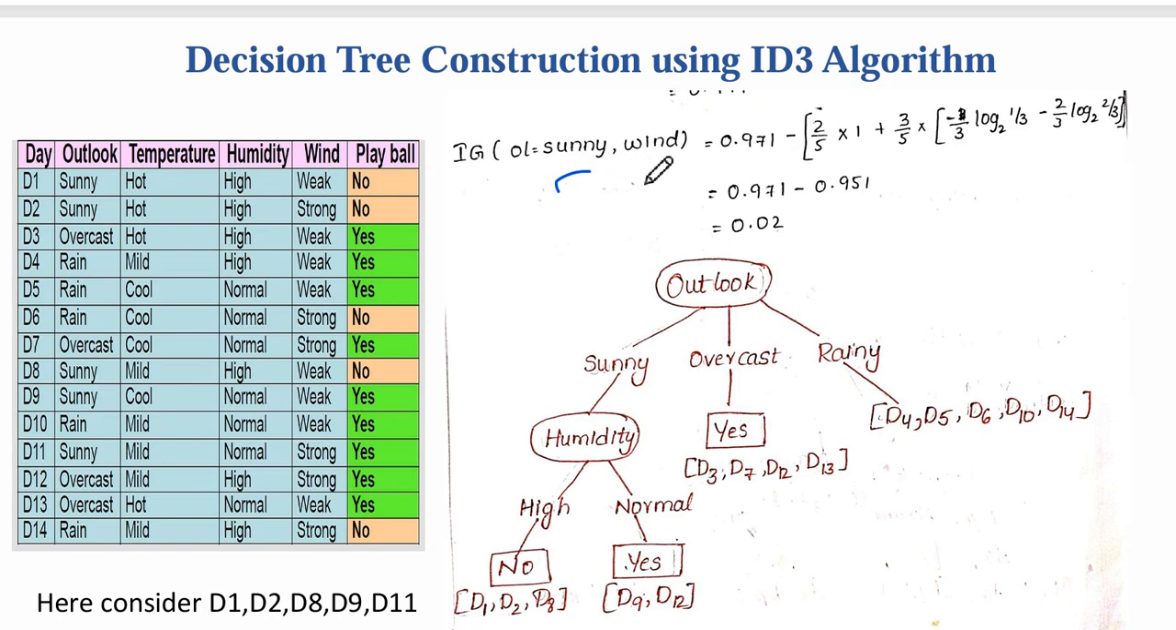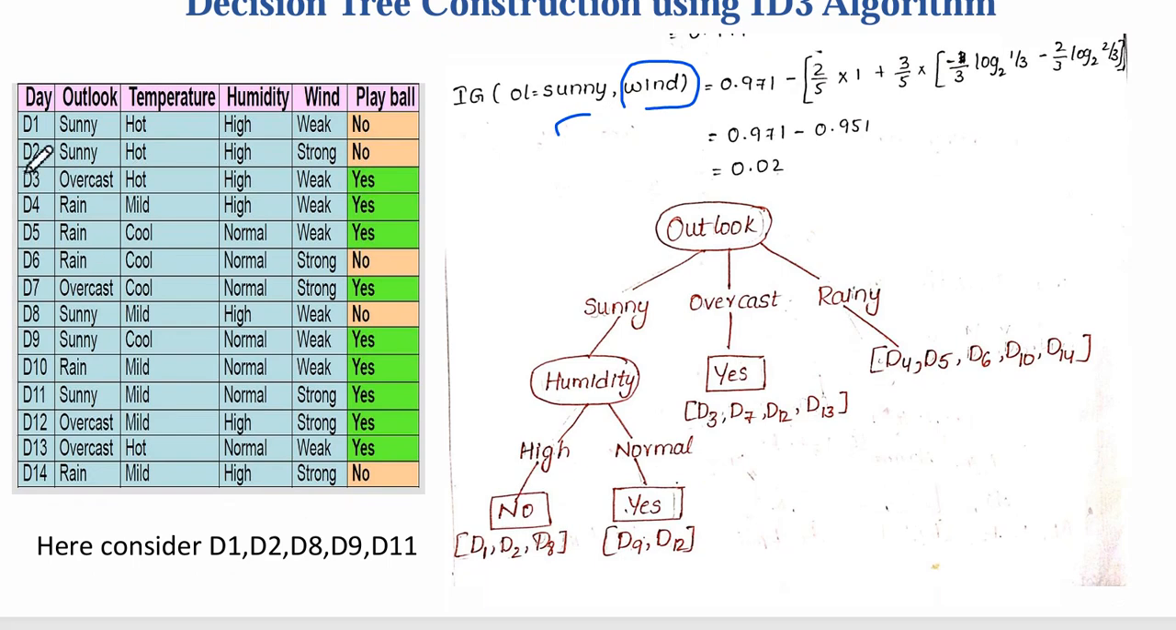Again, outlook equals sunny. We have to calculate the gain for wind by considering which records? D1, D2, D8, D9, D11. Clear? We're getting the value 0.02. So wind is how much? If outlook equals sunny, the wind feature gain is 0.02.